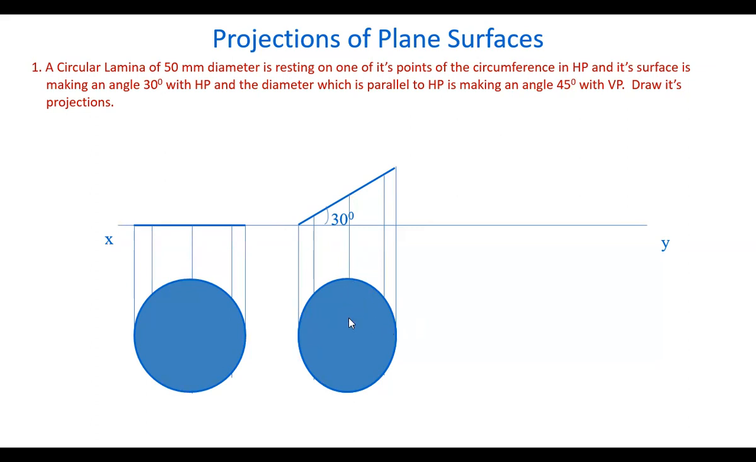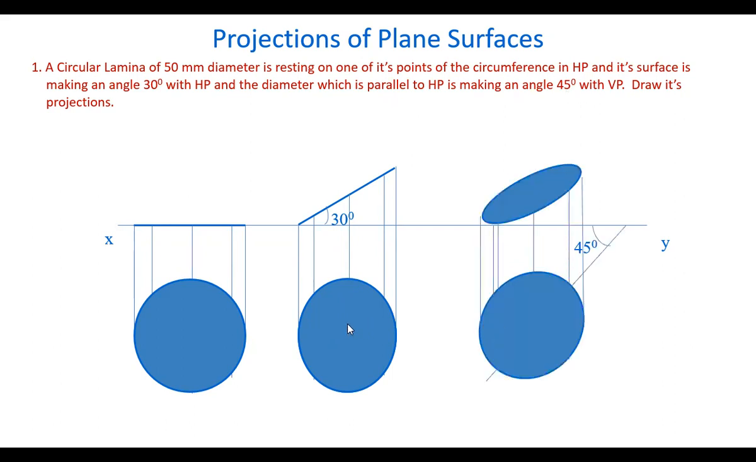And here perpendicular to that you have another diameter, it is parallel to HP. This diameter is making an angle 45 degrees with VP. So it will be like this. So if you take this diagonal, the diagonal is making 45 degrees angle with the VP here in the top view. And in that position, the front view appears like this. So these are the final projections of the plane surface, a circular lamina.